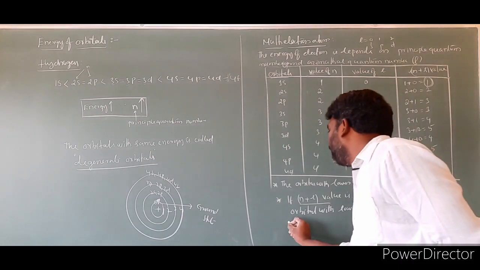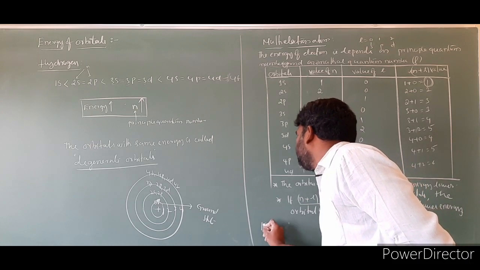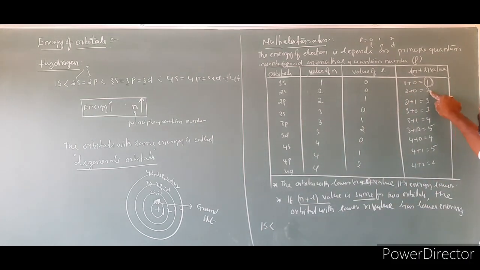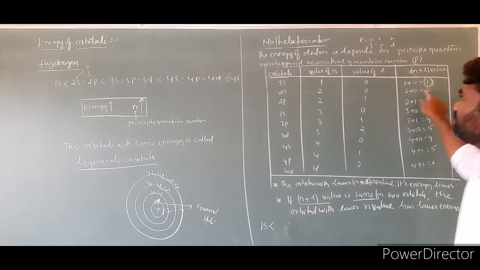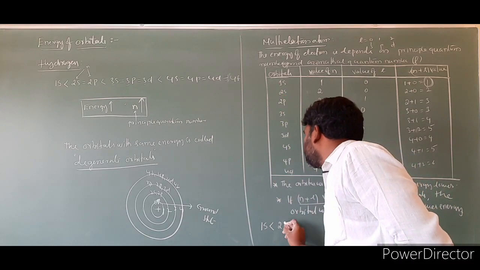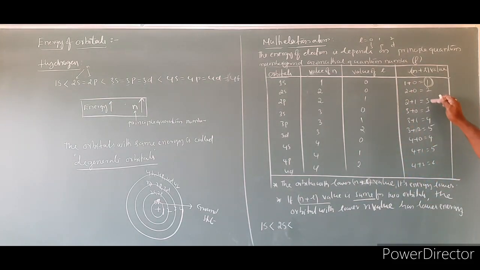That means the 1s orbital energy is less than the 2s orbital, since there is no other orbital with n plus l equal to 2. So 1s is less than 2s. Next, n plus l equal to 3 we have to check. Both cases have the same n plus l value.